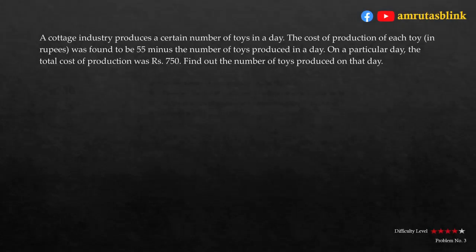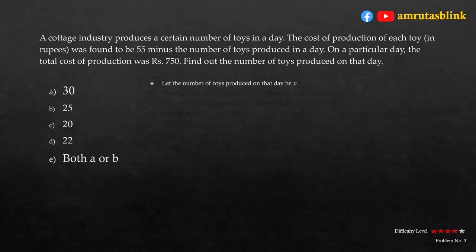Let's move to next problem, problem number 3. A cottage industry produces certain number of toys in a day. The cost of production of each toy in rupees was found to be 55 minus number of toys produced in one day. On a particular day, the total cost of production was rupees 750. Find the number of toys produced on that day. Options: 30, 25, 20, 22 and both A or B.